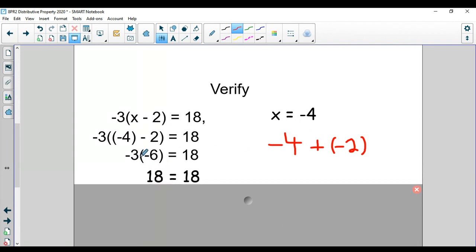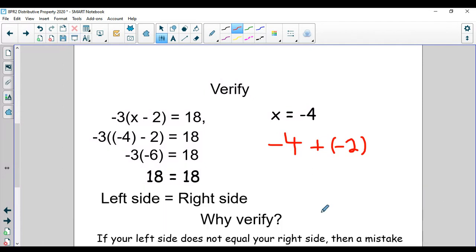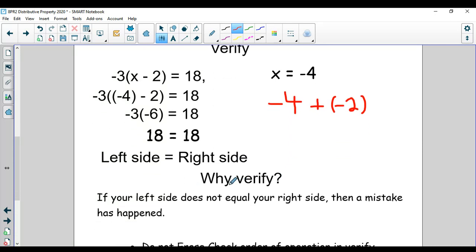Now let's go to a negative times a negative. Sign first. Negative times a negative is a positive. Good. 3 times 6 is 18. 18 equals 18. Left side equals right side. A question I always had was, why, oh why do we do this verification? It is painful. When I was a kid, I used to think that. Here's why. If your left side does not equal your right side, then a mistake has happened.